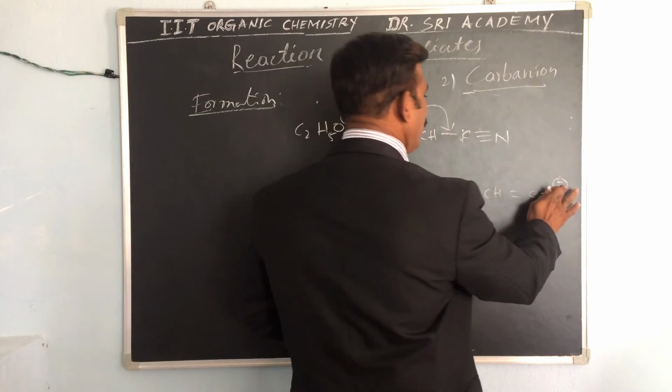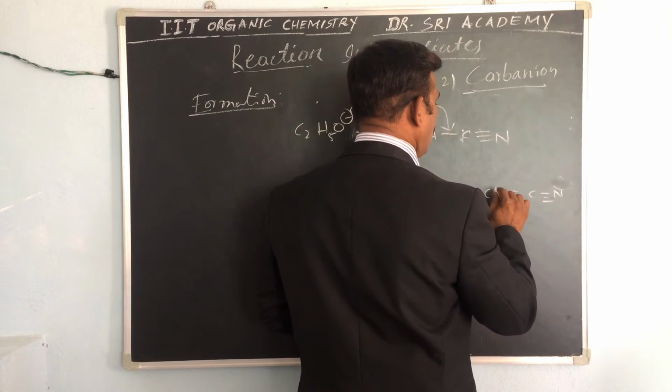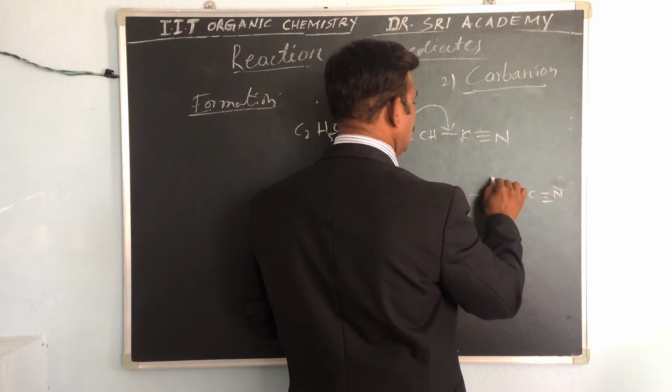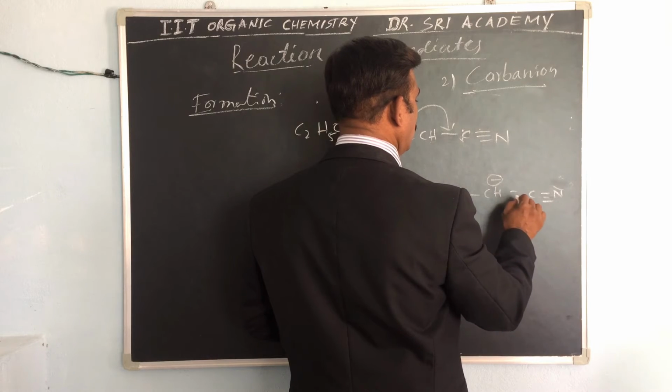Otherwise, see here, so we can put here, so what happened? We have double bond, 1, 2.